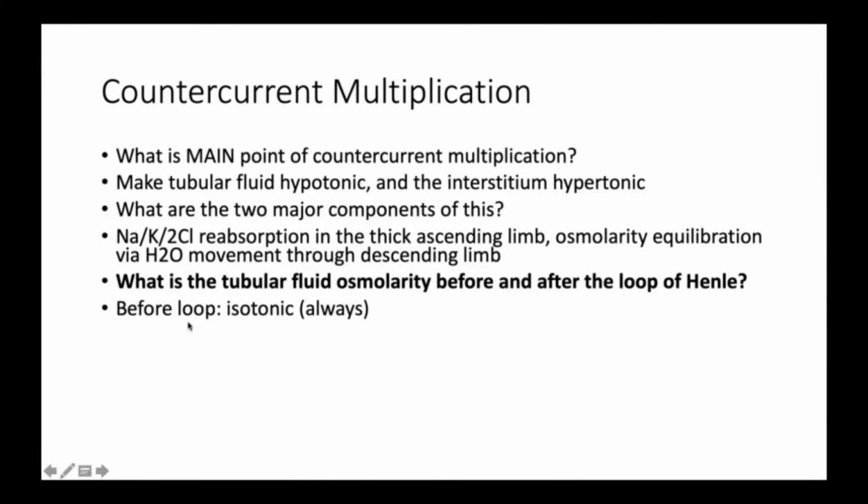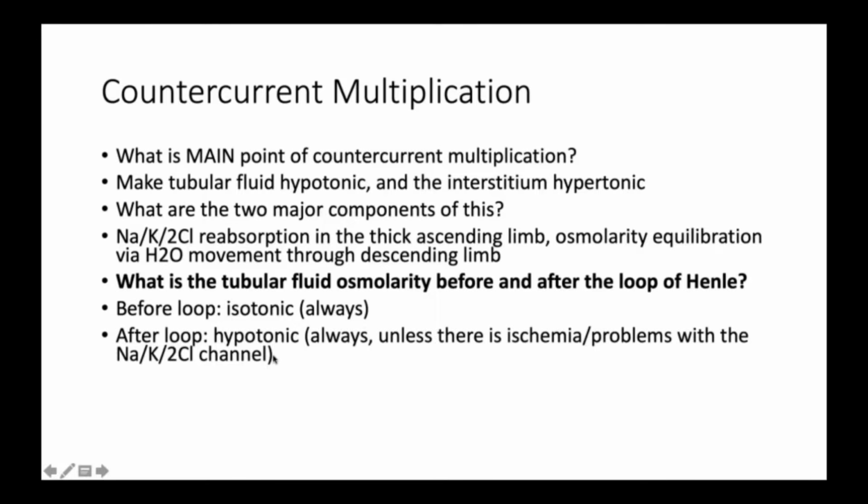So that's why before the loop of Henle, it's always isotonic, always, because it's permeable to both solute and water. So it will reabsorb both solute and free water in equal proportions. Unless there's a problem with the sodium potassium 2 chloride channel, it will always be hypotonic afterwards because the thick ascending limb is going to reabsorb solute and not water. So again, the main point you have to know is that before the loop of Henle, it is always isotonic. The loop of Henle is going to make the tubular fluid hypotonic and the interstitium hypertonic.